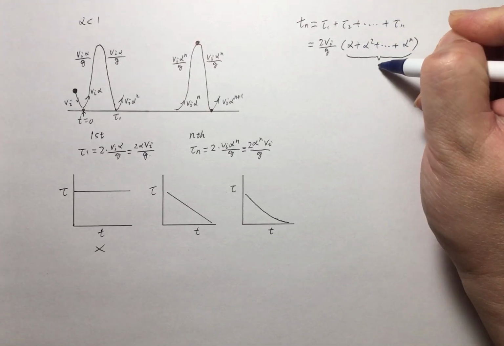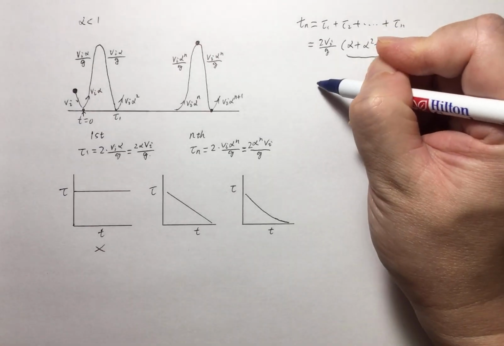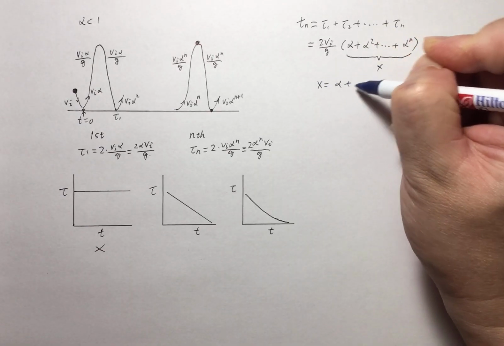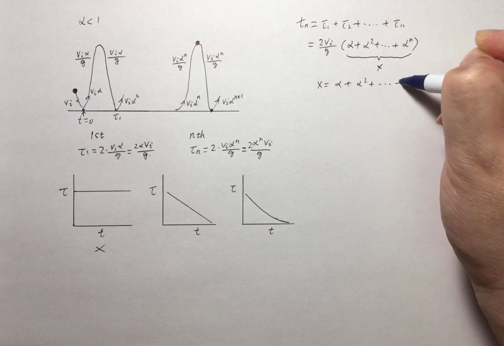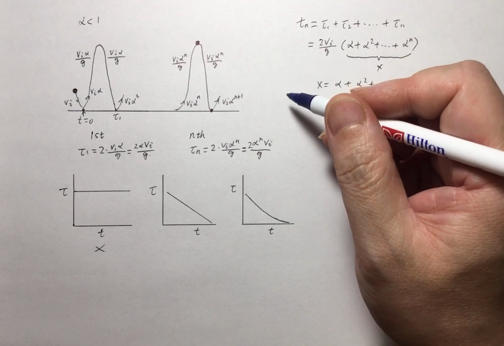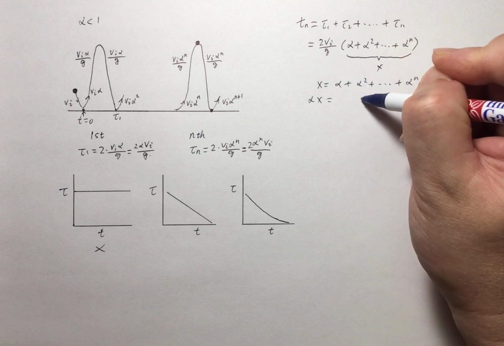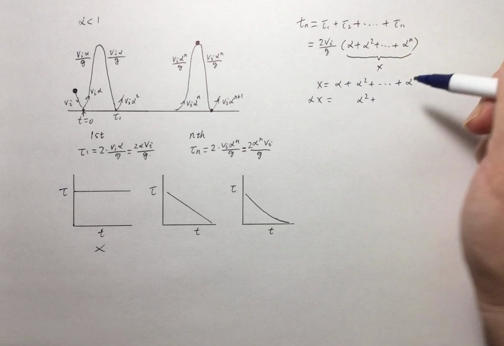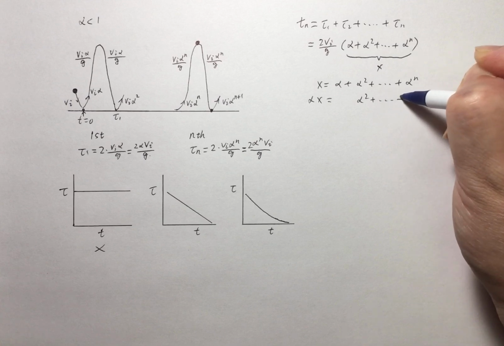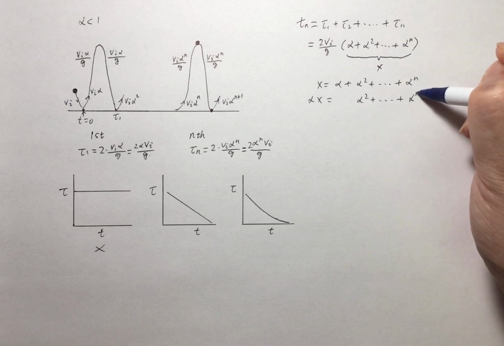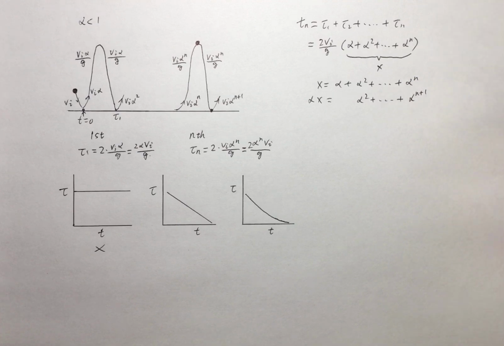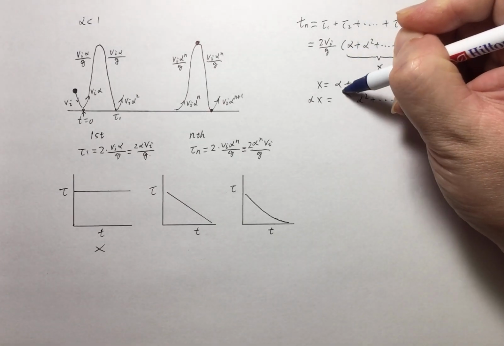We assume this expression is equal to x. So x is alpha plus alpha^2 plus all the way to alpha^n. Now let's do a trick. We multiply by alpha, so this one becomes alpha^2, and then the next one, alpha^n, becomes alpha^(n+1). So there is this kind of relationship.